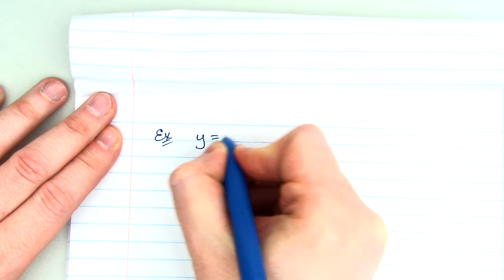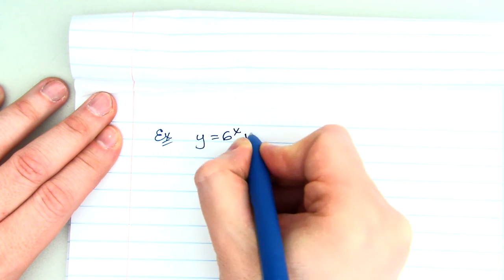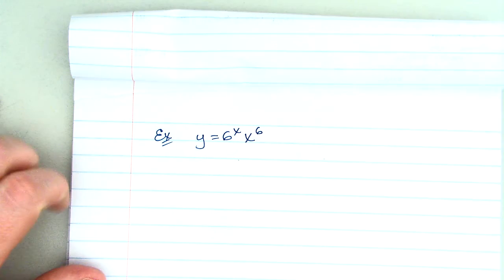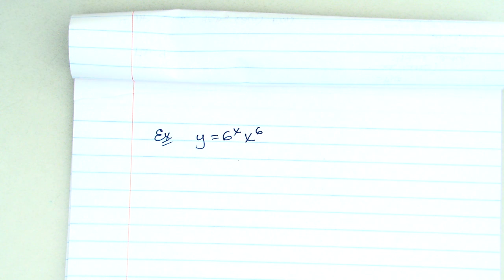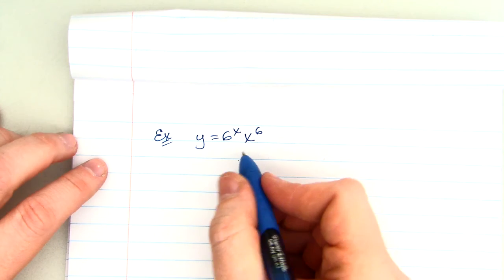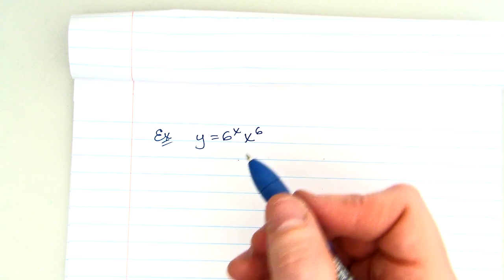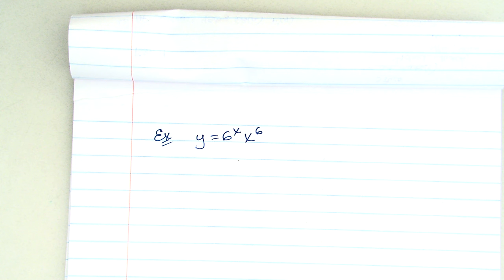One more. y equals 6 to the x times x to the 6th. What rule do we need to use here? Hope you just said product rule. Take a moment, see if you can use the product rule, and when you're done, maybe factor out the GCF. And when you're done, send in your answer.